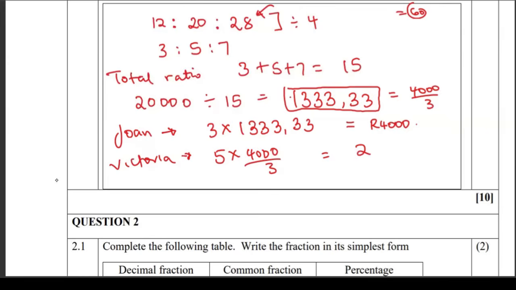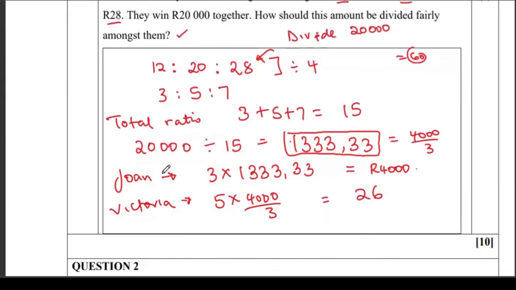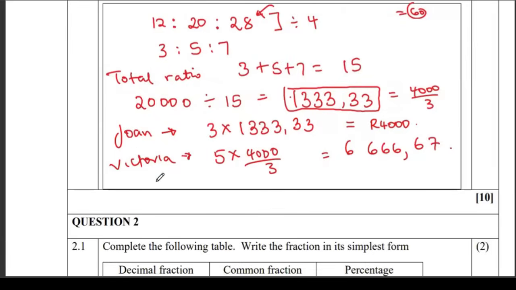Nope, something is not making sense, because it's a 5. Why am I not using 20? So it's 6,666.66, which is 6,666.67. And then lastly, we had Fezile.